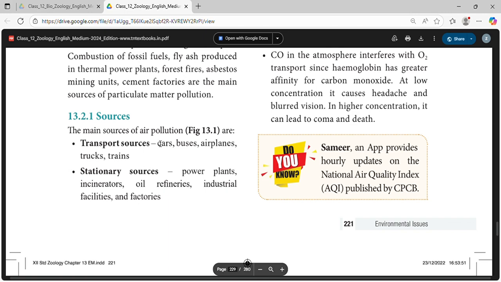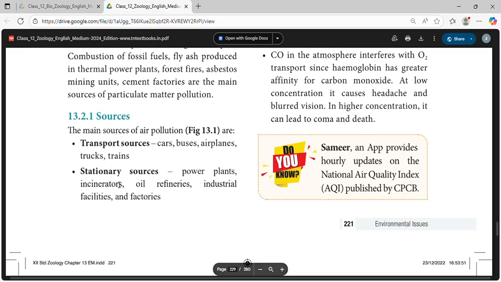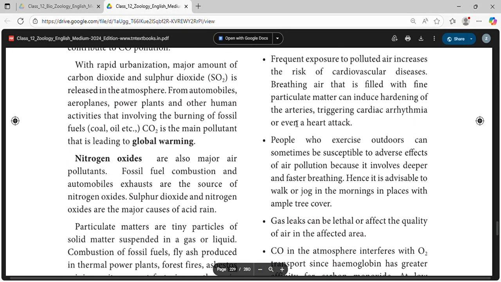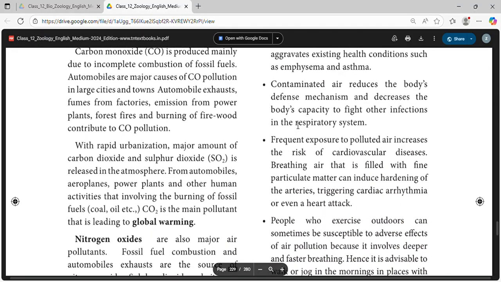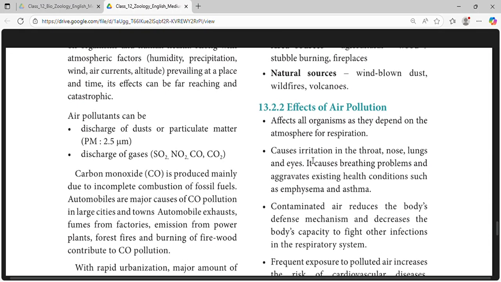Transport sources: major sources of air pollution are cars, buses, airplanes, trucks, and trains. Stationary sources are power plants, incinerators, oil refineries, industrial facilities, forestries, and factories. Area sources are agricultural and wood stubble burning, and fireplaces. Natural sources are wind-blown dust, wildfires, and volcanoes.